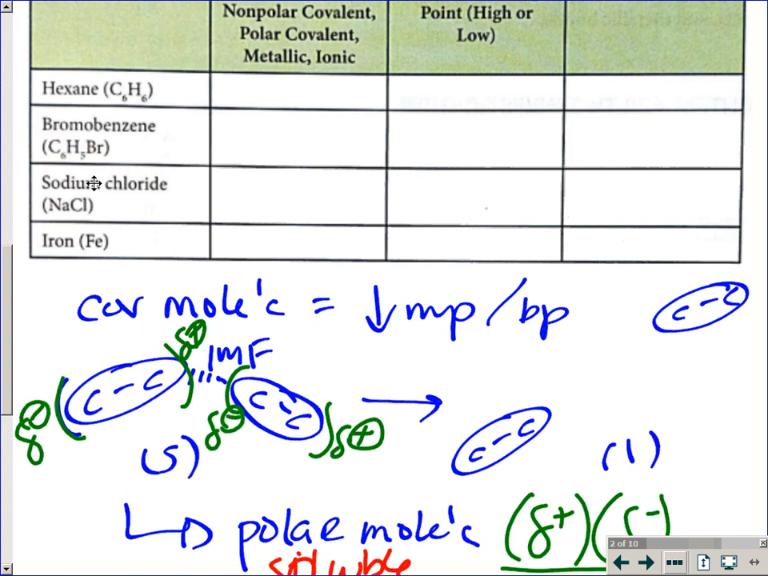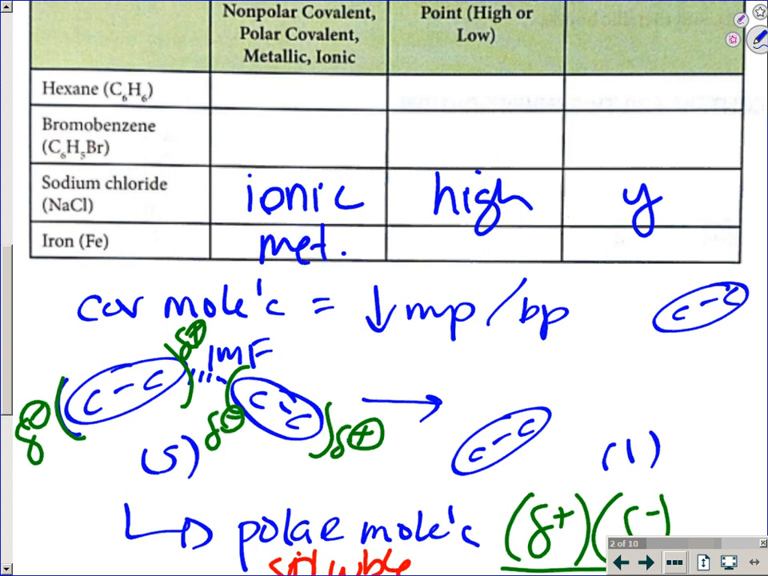Sodium chloride? Sodium chloride? Ionic, relative melting point high, like super high, and then solubility? Yes. And then iron. So metallic, high, and no.